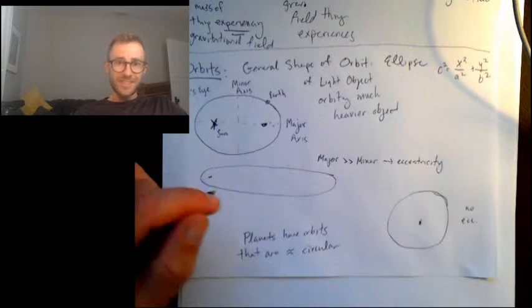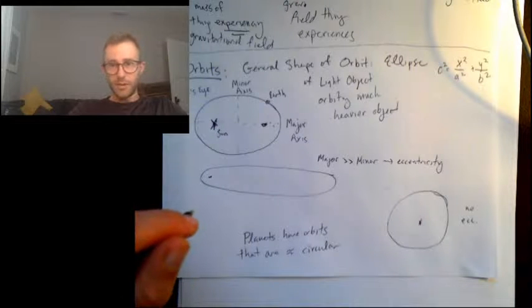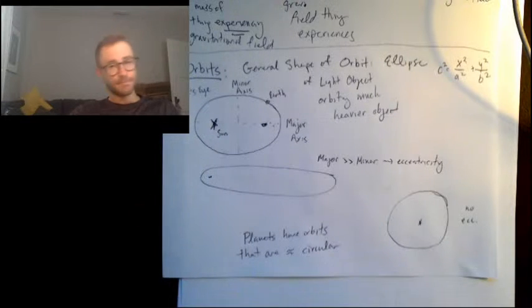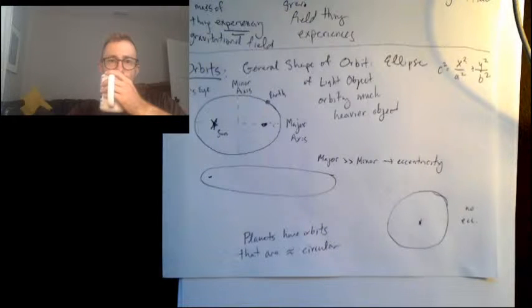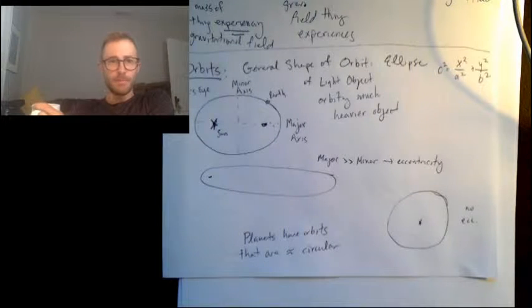What kind of things have eccentric orbits? Does anyone know? Type it in the chat if you know something that has a really eccentric orbit. I'll wait. Let's use an astronomy nerd. Or am I the only one? Nice. Comets. Perfect. Yeah, comets have highly eccentric orbits. Excellent. A comet has an extremely eccentric orbit.